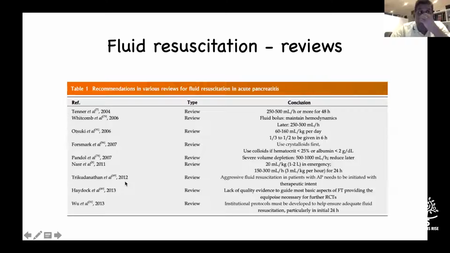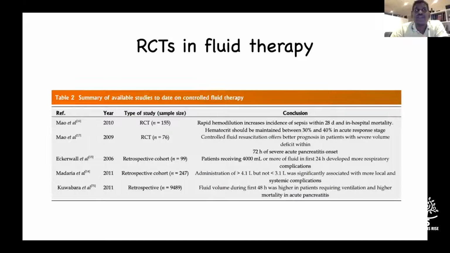Thirukaranathan in 2012 probably had the most detailed one. We have many points to discuss from his paper. But even then, his endpoint conclusion was aggressive fluid resuscitation in AP needs to be initiated with a therapeutic intent. He has not defined what it is and how to do it. The last one to come through was from Wu's group. This is a multidisciplinary one. So they have just recommended that institutional protocols must be developed to ensure adequate fluid resuscitation, especially in the first 24 hours. So none of them have written after that.